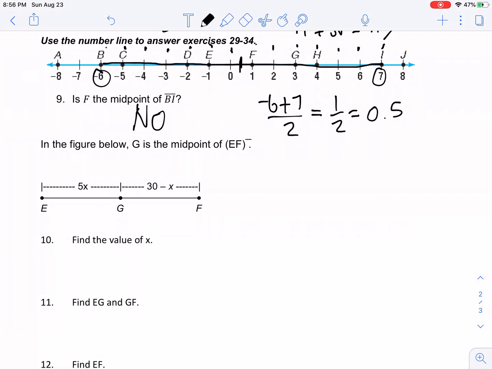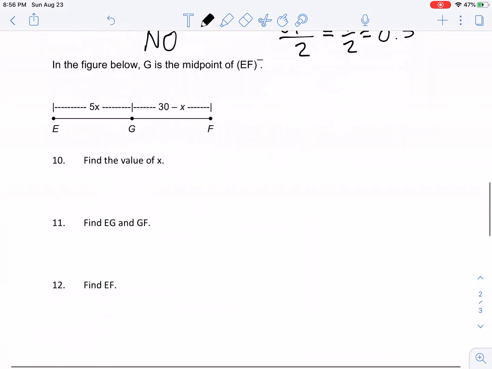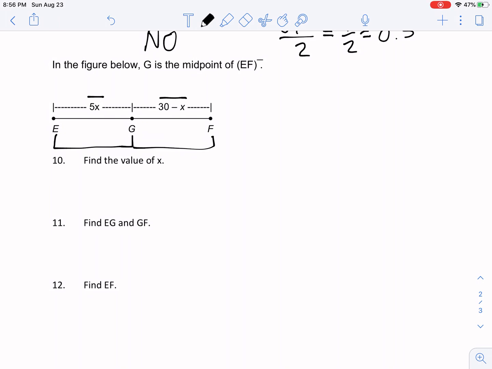Then the last question here, and this is where a little bit of algebra comes into play, says in the figure below, G is the midpoint of EF. So we're given it's the midpoint. So if that's true, what does that mean about EG and GF? They have to be the same distance. Well, if those two are the same distance, what can we then infer about 5x and 30 minus x, which are the given measures? They also have to be the same.